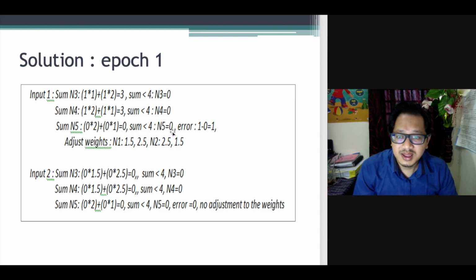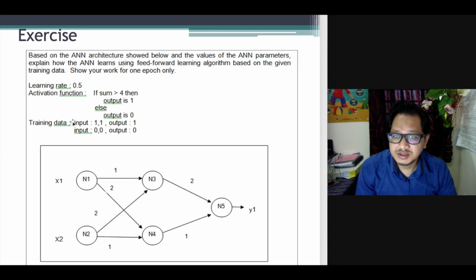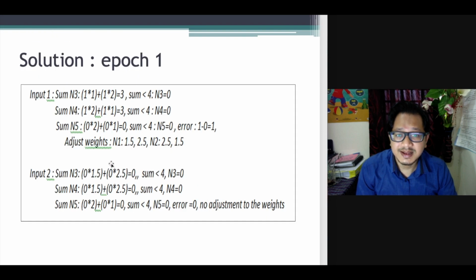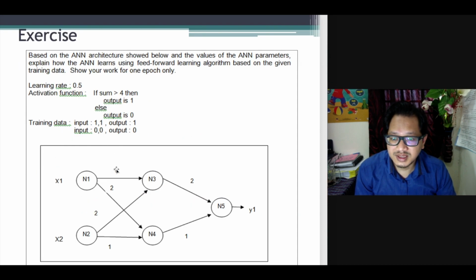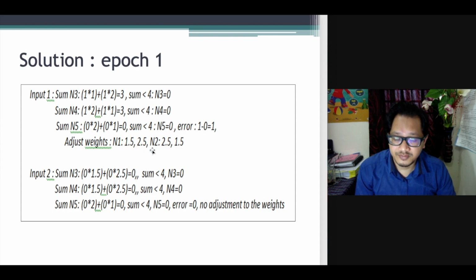Bila salah, okay, dia akan adjust dia punya weight by 0.5. Ini dia punya learning rate. Okay, 0.5. So dia akan plus 0.5. Okay, jika value error dia positif, kita akan add positive value. Kita tambah 0.5. So untuk 1 kita akan jadi 1.5, tu akan jadi 2.5. Okay, bila dia adjust, so the second input.